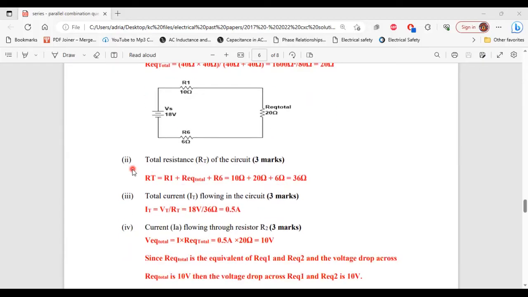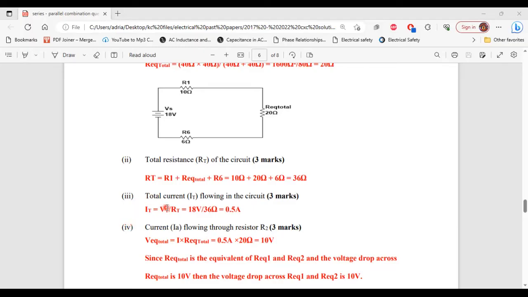All right, so for part 2, it says calculate the total resistance of the circuit. So now that we have this circuit here, we can now calculate RT. So RT equals R1 plus REQ total plus R6. That is 10 ohm plus 20 ohm plus 6 ohm, which will give us 36 ohm. All right, so let's move on to part 3 now.